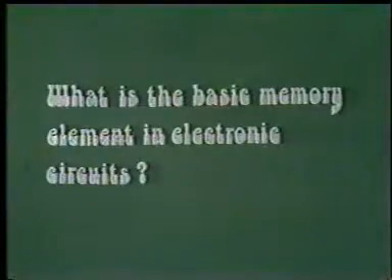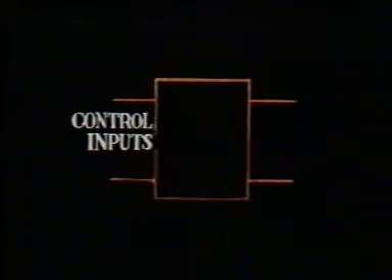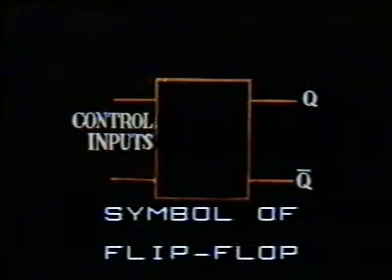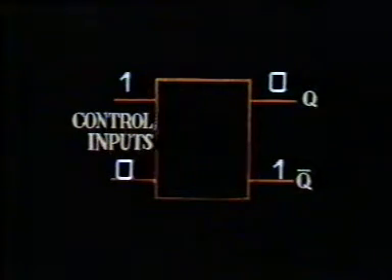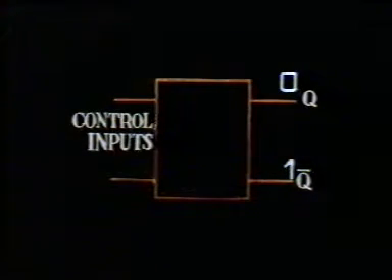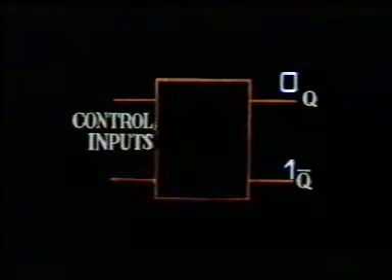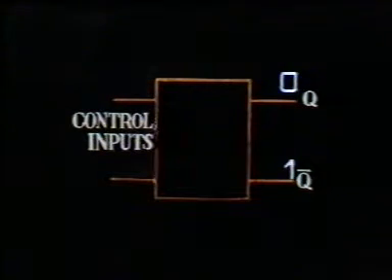The question is, what is the basic electronic circuit which has a memory? The flip-flop is the basic storage circuit. It has control inputs and two complementary outputs, Q and not Q. One is the complement of the other. A flip-flop stores one bit at a time, either a 0 or a 1. It remembers its output even when the input is changed.